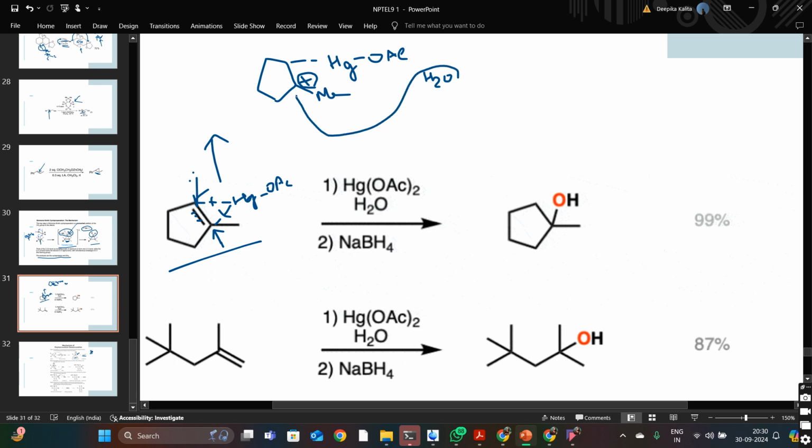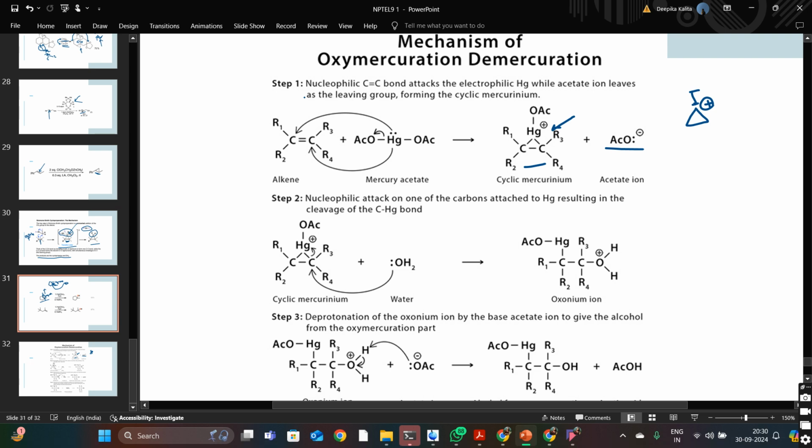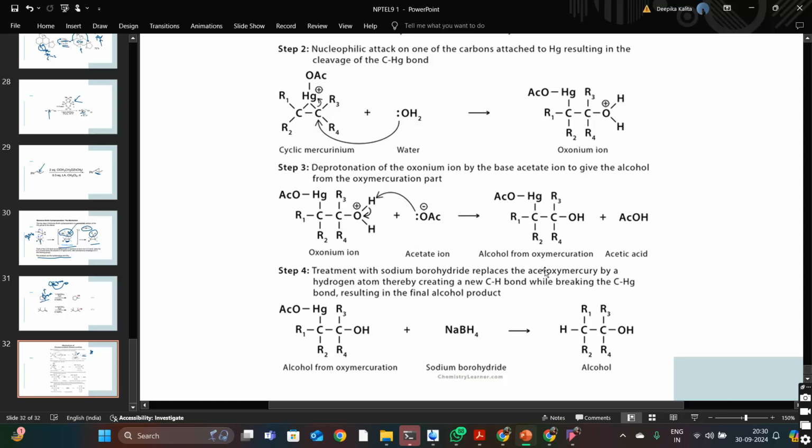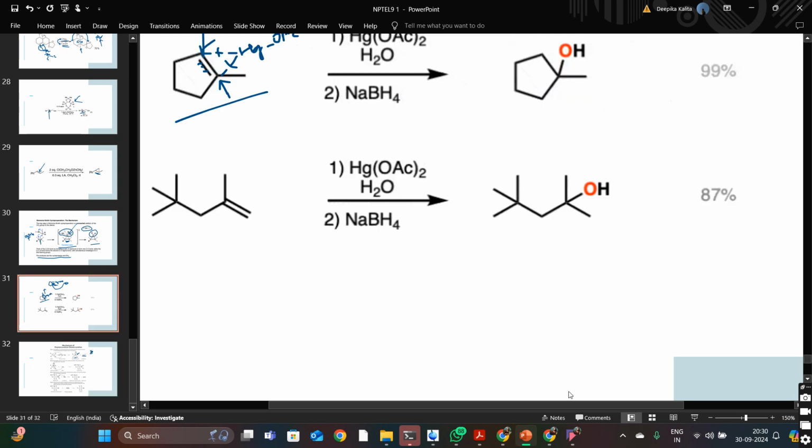The water will attack at the carbocation and you are going to get a water addition of this type, and we will get an oxonium ion. That oxonium ion can undergo deprotonation to give us the alcohol, okay. And at the end, sodium borohydride will cleave the carbon-mercury bond to give the desired alcohol, okay.